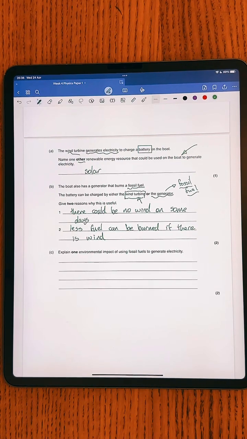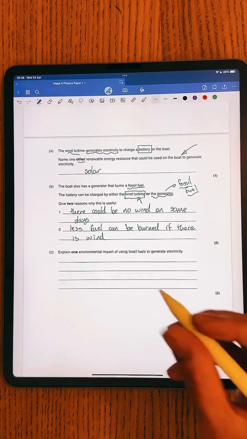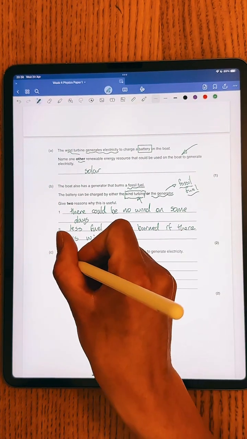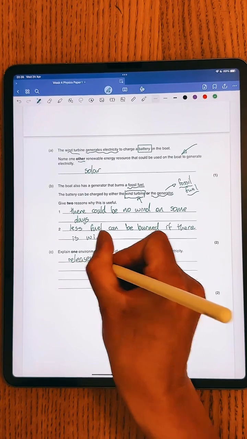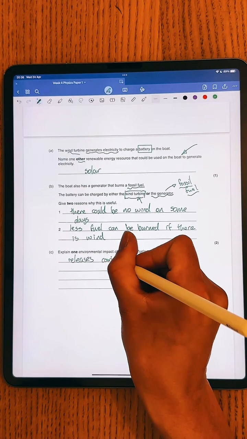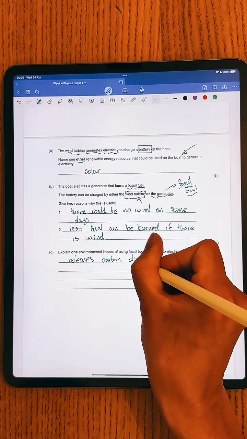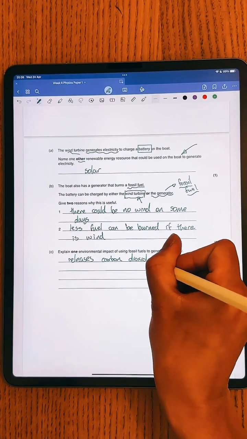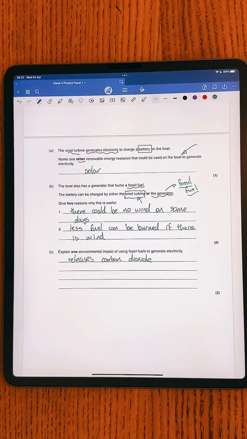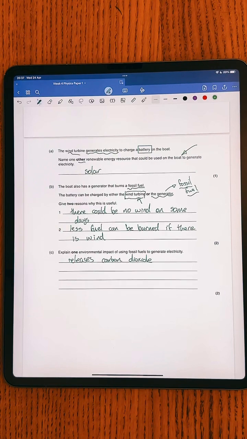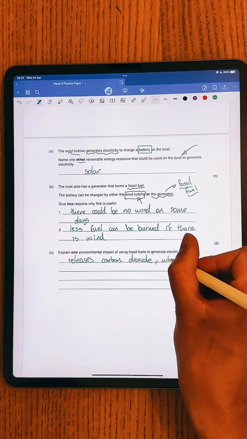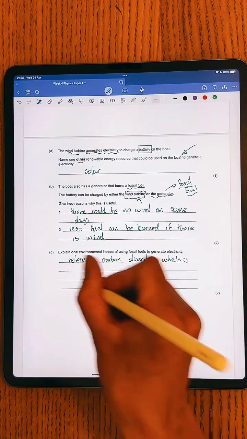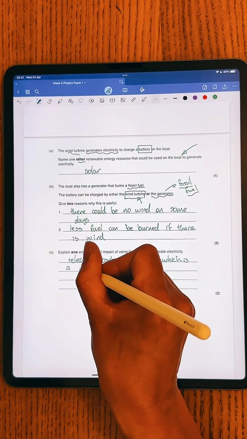There we go. Releases carbon dioxide. Let's actually state which gas it is. So it releases carbon dioxide, which is a greenhouse gas, which increases global warming.